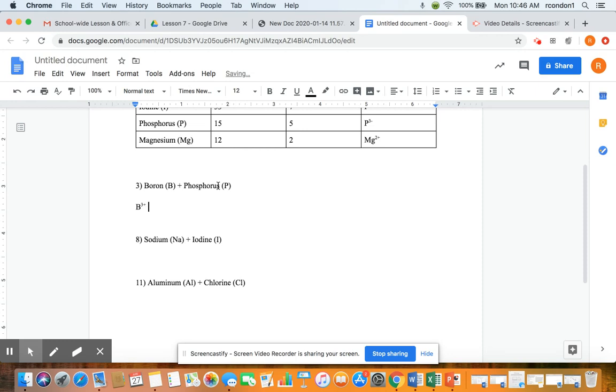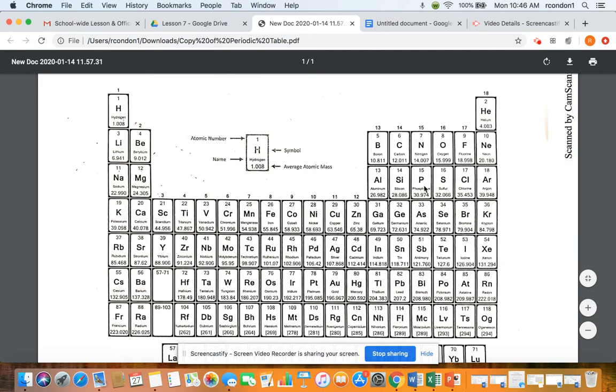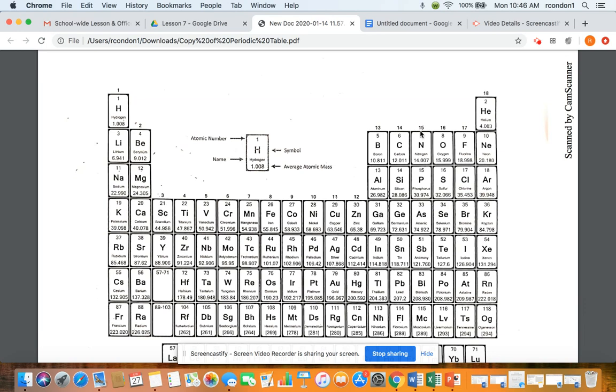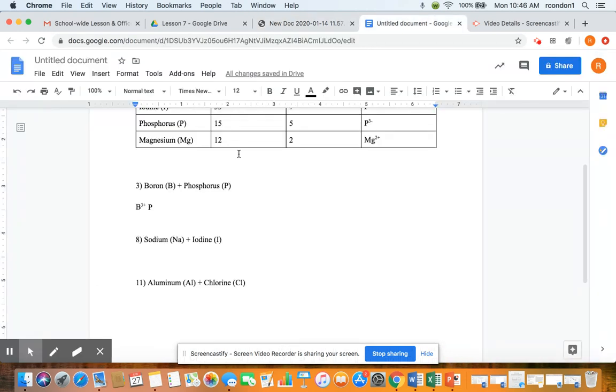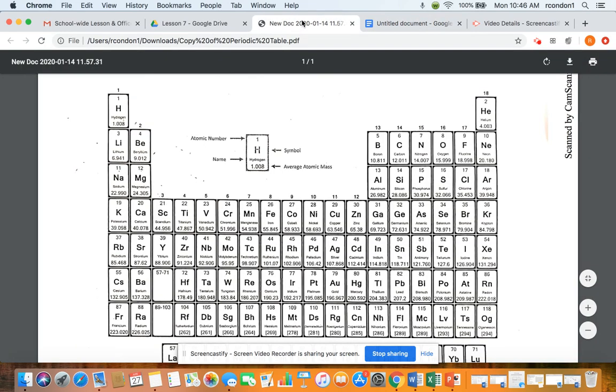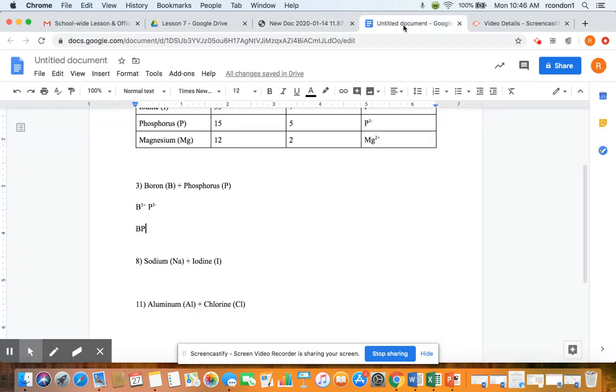And then we're going to have phosphorus, right? So phosphorus is right here. It has 5 valence electrons, so it wants to take in 3 electrons. It's easier to take in 3. So we're going to have phosphorus, then we're going to have a 3 minus because it's taking in 3 electrons. So these cancel out, right? So that means we can just write boron phosphorus, BP. Easy as that. Let's do another example.